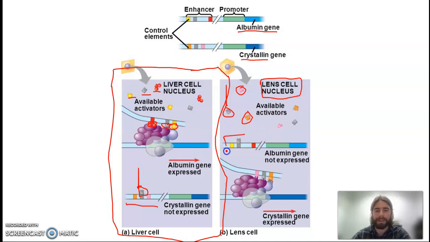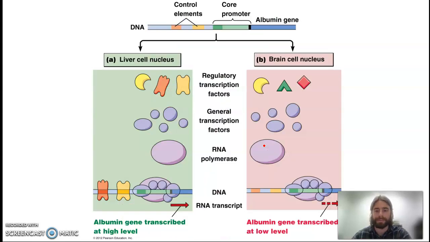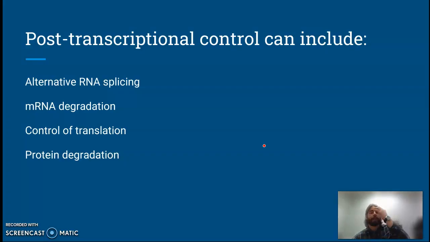And so the albumin enhancer does not have all of the necessary proteins attached to distal control elements for expression, but the crystalline gene does. And because of the regulatory proteins that are in the nucleus, this crystalline gene is expressed instead. So we can see that in the presence of the right activators, or in the lack of presence of certain inhibitors, we have transcription occur. So that kind of concludes the control of transcription.